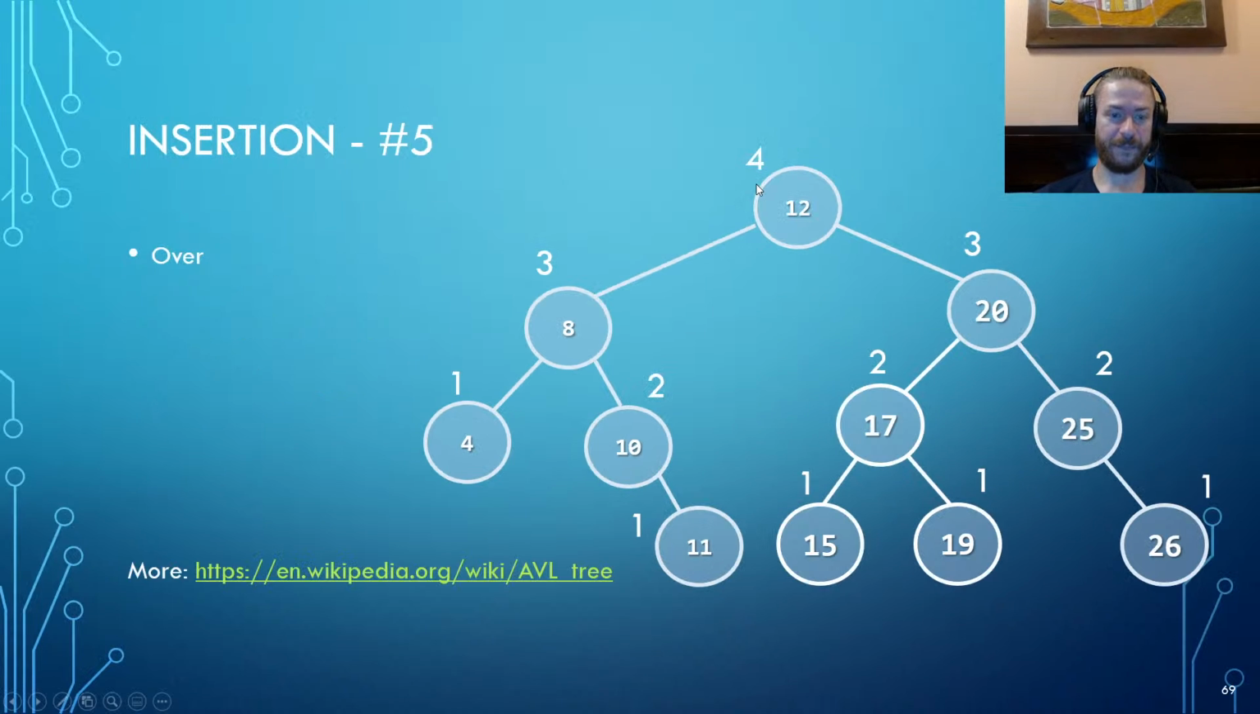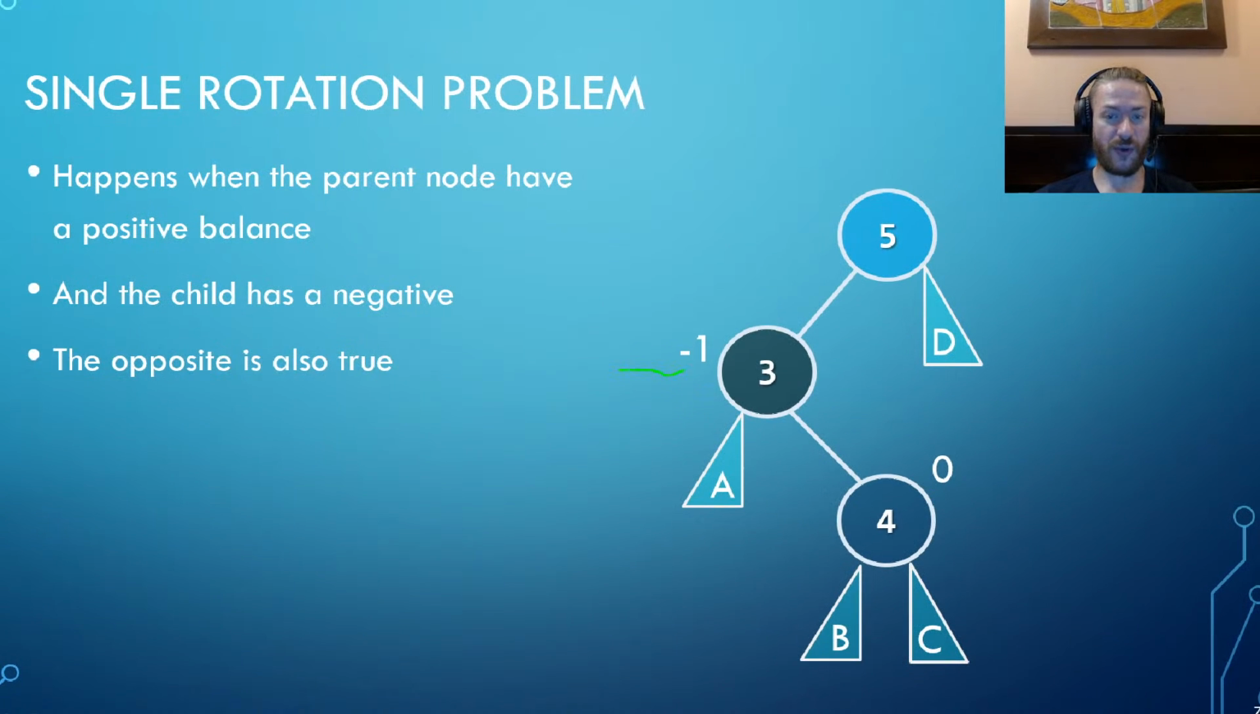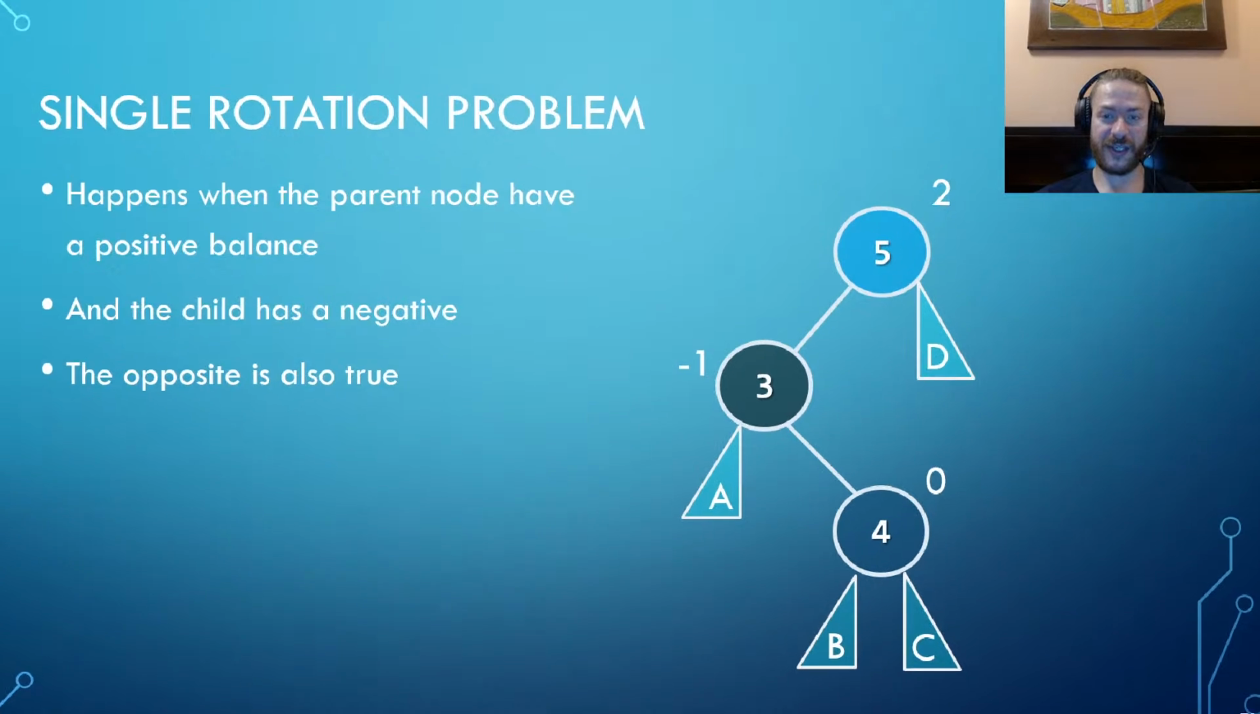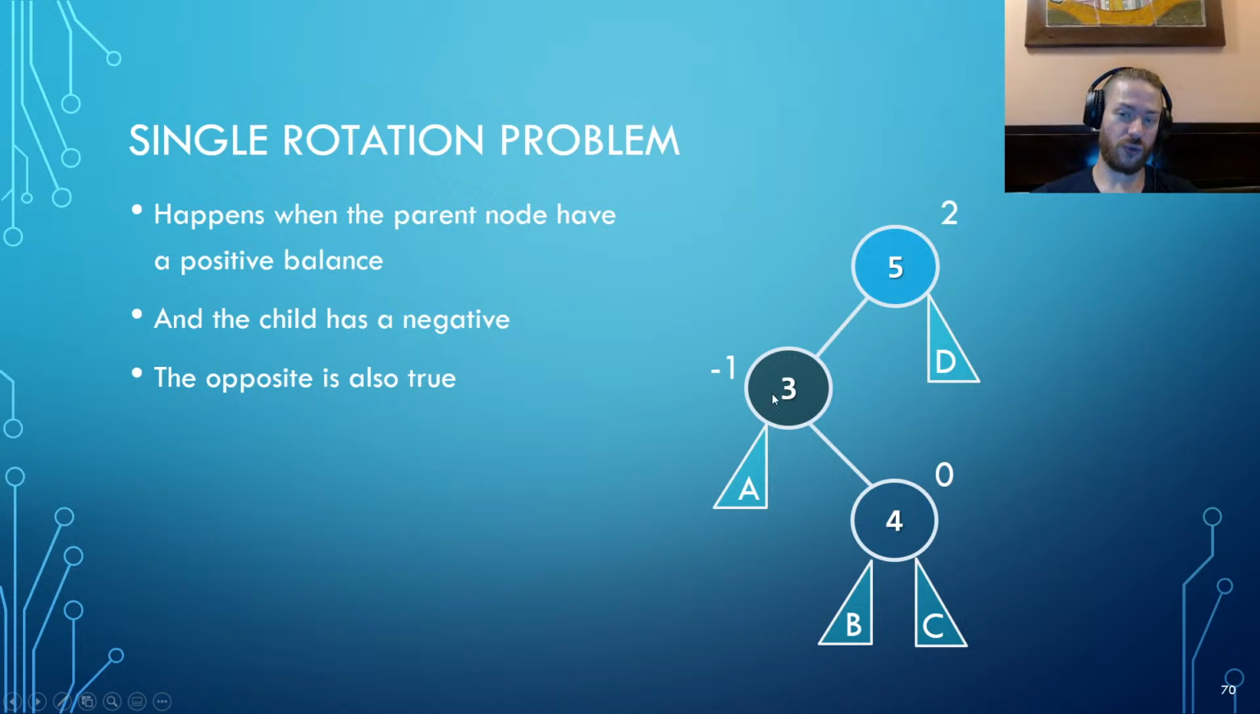It's completely okay. Good. But there's a one rotation problem, and it happens when the parent node has a positive balance and the child has a negative balance, or the opposite: the parent node has a negative balance and the child has a positive balance. For example, like here. If we add 4, we will have a -1 balance here and 2 balance here, because here we have 0, we have 1, so -1. For this node here, we have 2 and 0, then 2. So we need to rotate that.